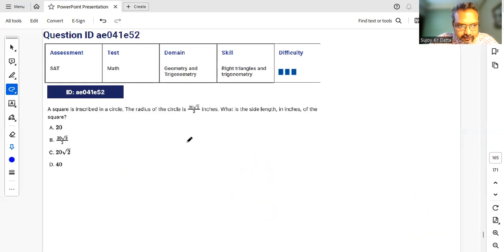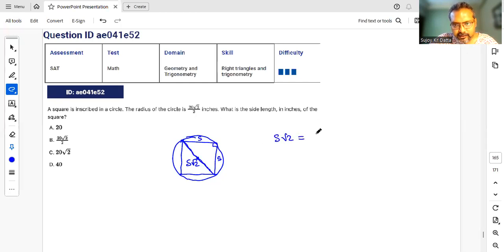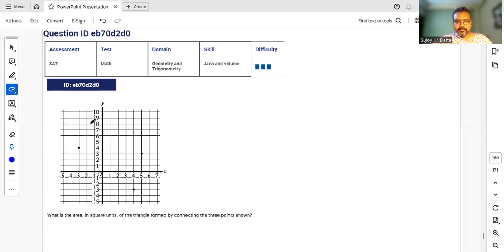A square is drawn in a circle. The diagonal of the square will be the diameter of the circle. They are asking what is the side of the square. If I take its side to be s and s, then the diagonal of the square would be s root 2, from that 45, 45, 90 triangle. So s root 2 is twice the radius, so 2 times 20 root 2 over 2. So s root 2 is 20 root 2. So s must be 20. So first option. Let's go to the next one.